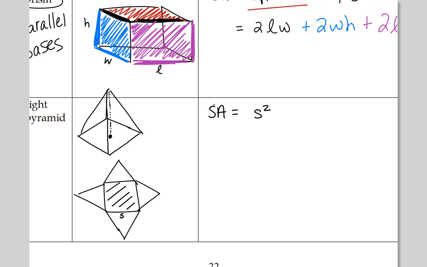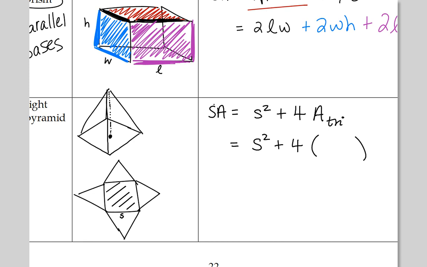And then you got 4 triangles, do you agree? And they're all the same because it's a square. So you have 4 areas of the triangles. So S squared plus 4 multiplied by, what is the area of a triangle formula?